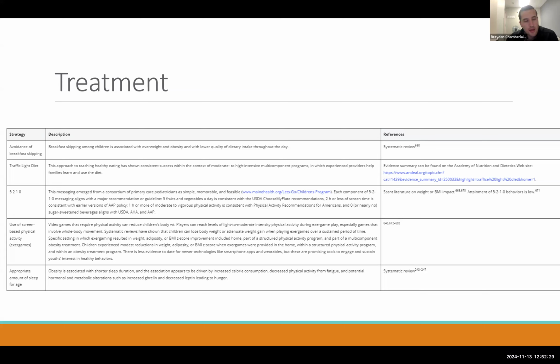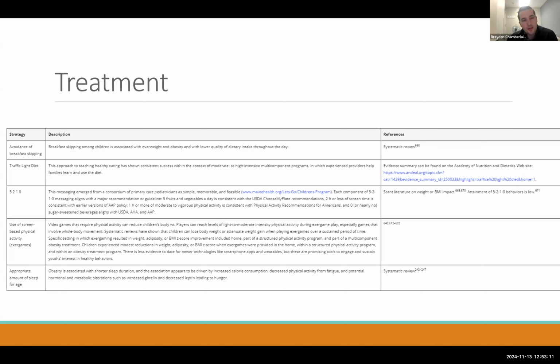But it seems that from the evidence they've seen in children, a lot of times when children skip breakfast, this is more associated with overweight and obesity, and they suspect it's due to lower quality of dietary intake throughout the day, such as snacking, and just overall poorer qualities of food that they get in throughout the day. So, with your pediatric patient, if they are skipping breakfast and they're having trouble with weight, maybe consider recommending a hearty and healthy breakfast instead of snacking.